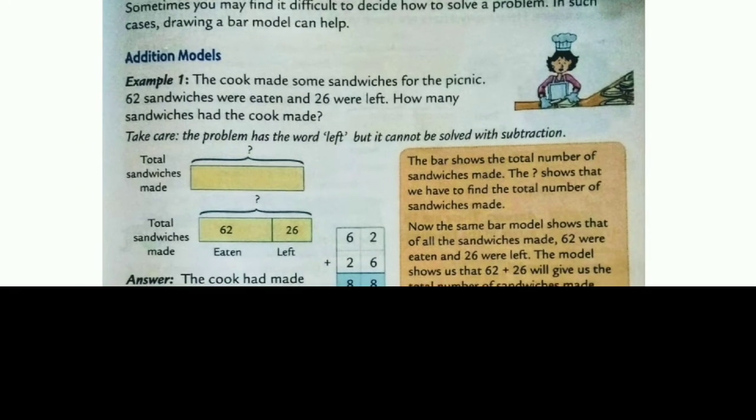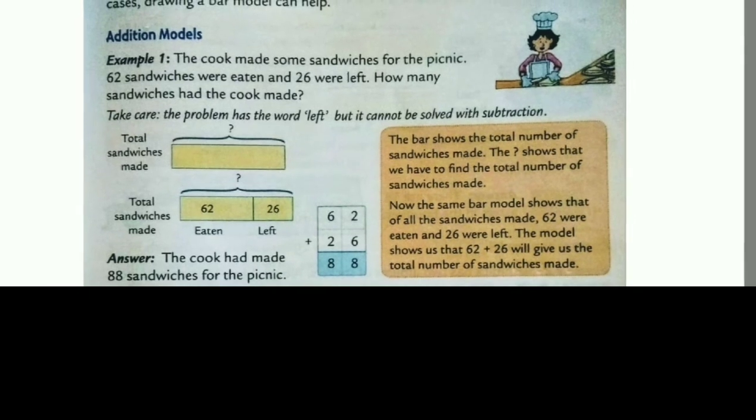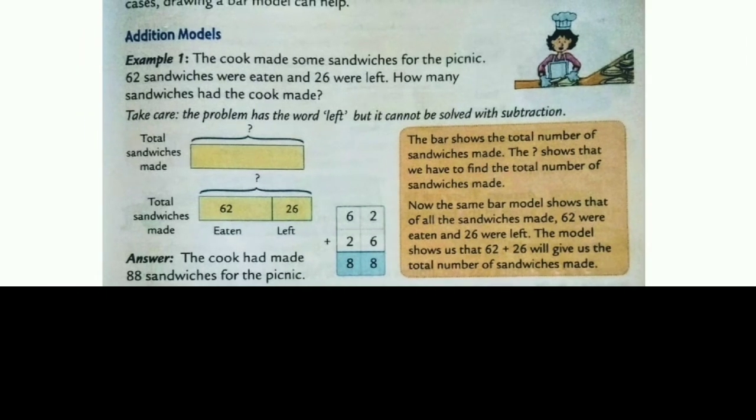See, first one, the cook made some sandwiches for the picnic. 62 sandwiches were eaten and 26 were left. How many sandwiches had the cook made? Don't know. It means we have to find the total how many he or she made. Clear? So, in this one, take care. The problem has the word left, but it cannot be solved with subtraction.